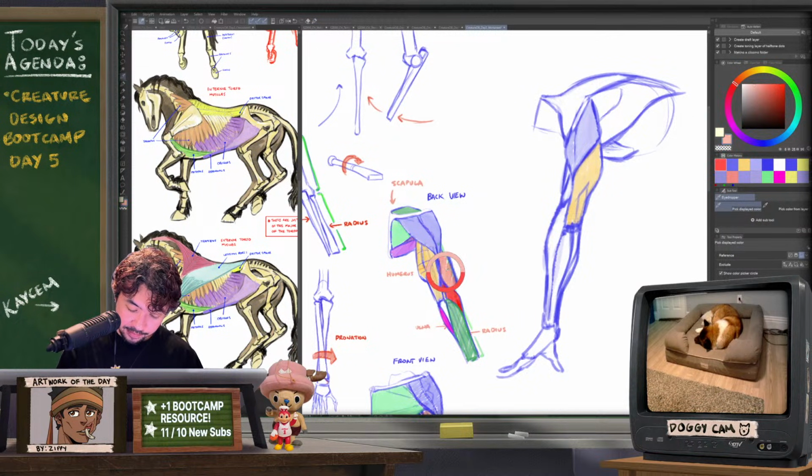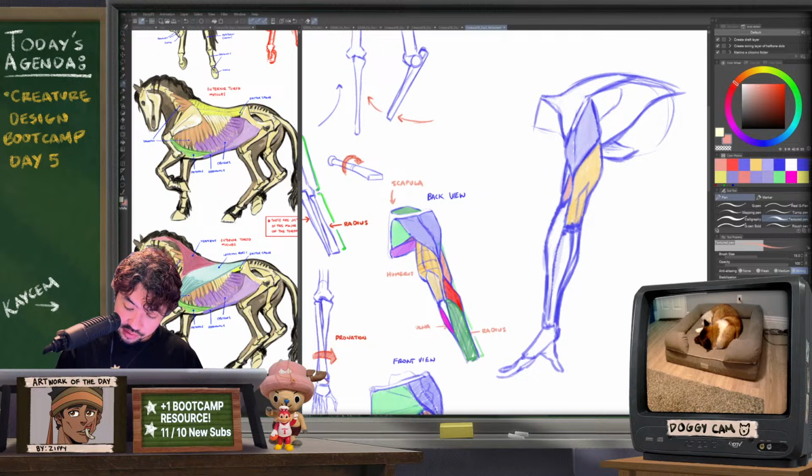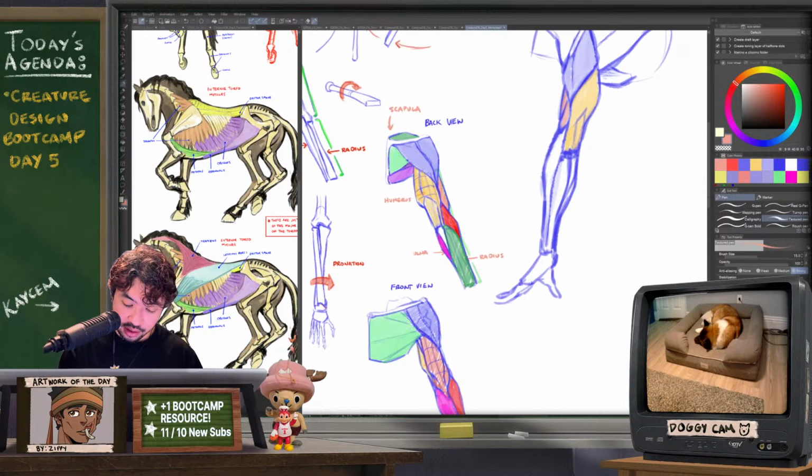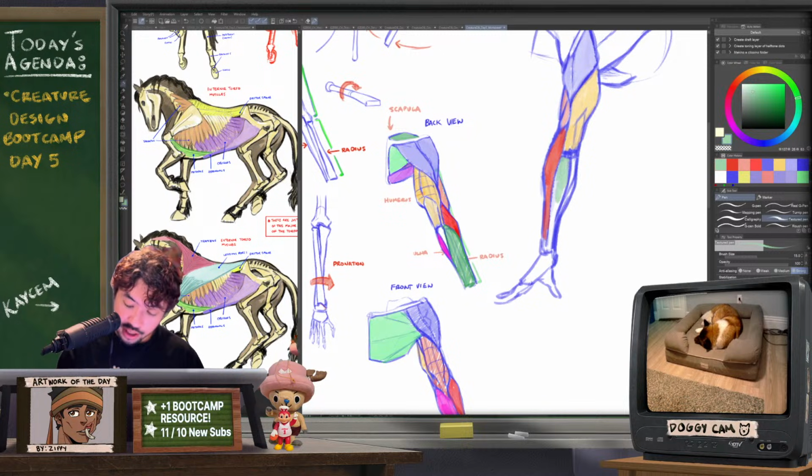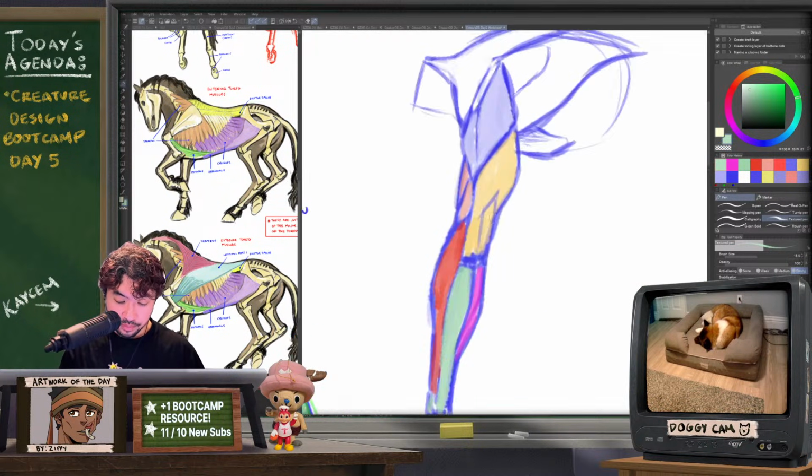Here's the brachialis, and then a little bit of the bicep there. Then we have the ridge muscle in red. Then we have extensors. Then we have flexors. Okay.